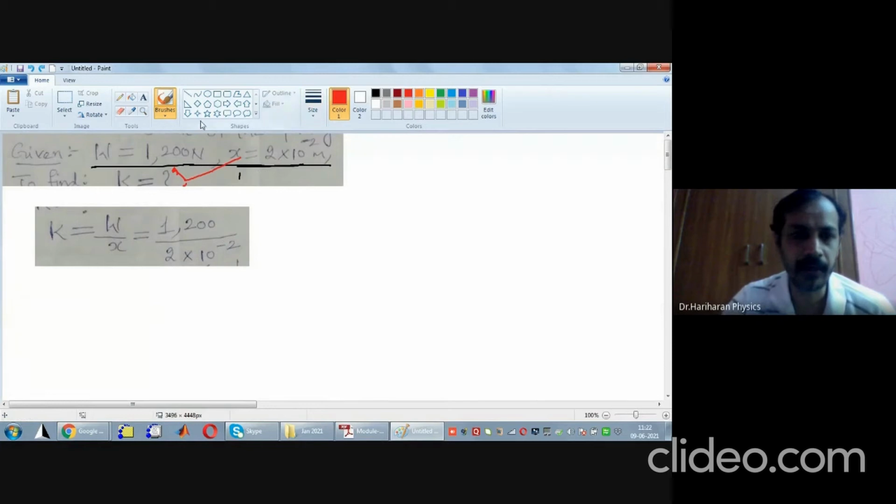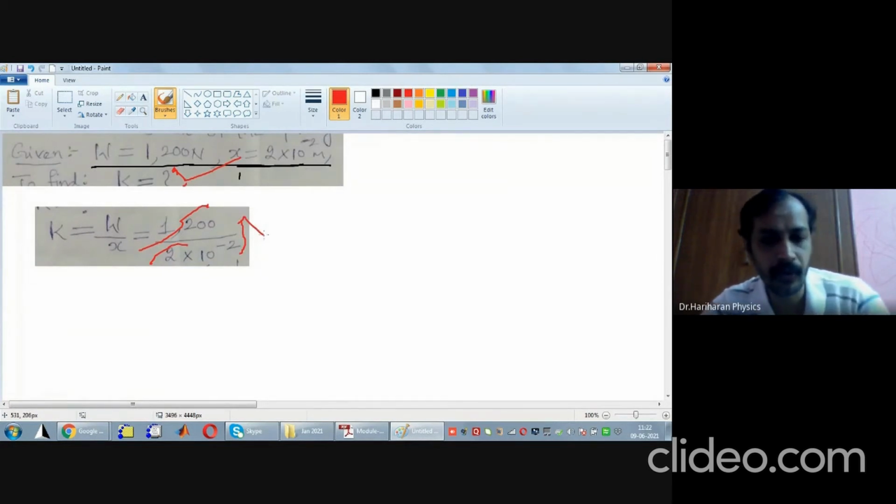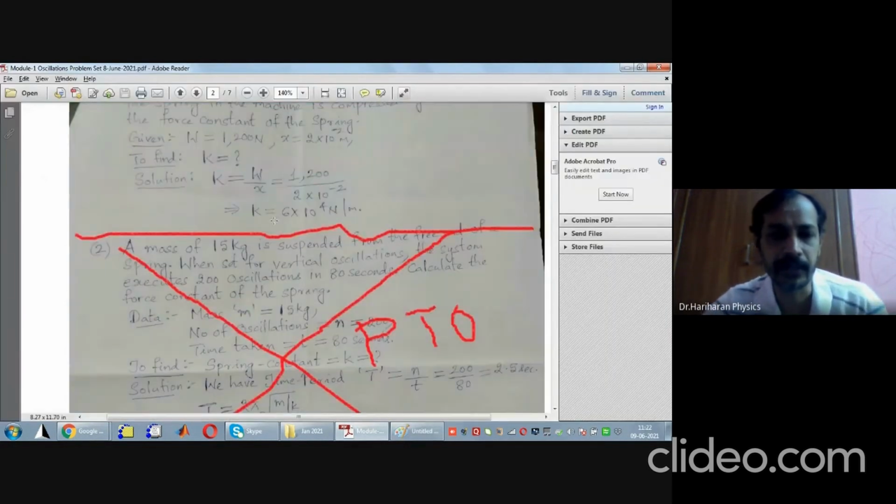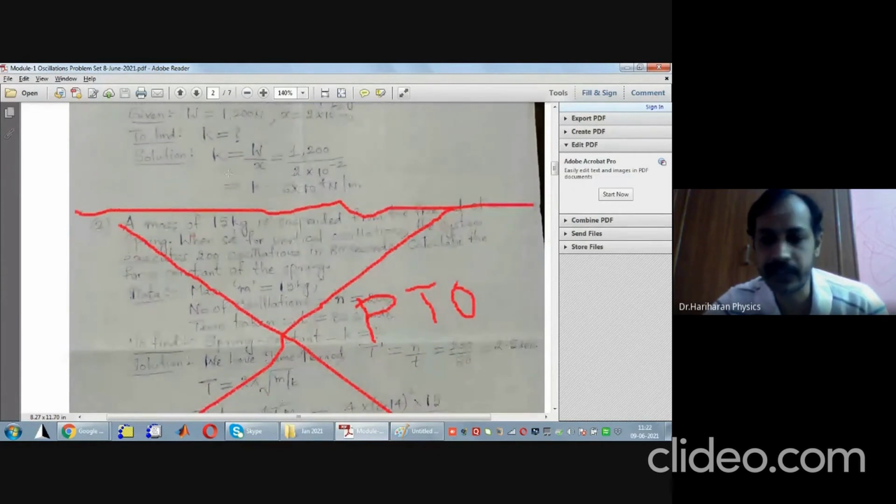One simple check is, look here: 2 sixes are 12, 2 ones are 2. So in the numerator you will have 600. When this 10 power minus 2 goes to the numerator, it's going to be 600 into 10 power 2. So the final answer is K is equal to 6 into 10 power 4 Newton per meter.